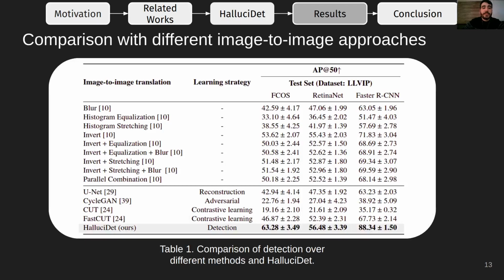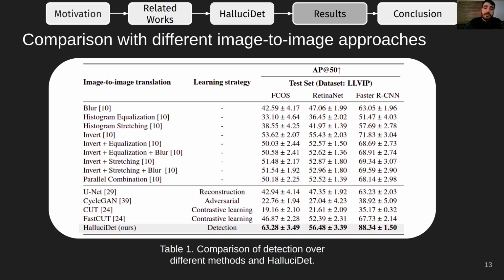We compare our method with different strategies, ranging from non-learning strategies to learning strategies. Some of the non-learning strategies are, for example, histogram equalization, histogram stretching, blur, and inverting the pixels of the image. And some learning strategies are the UNet, CycleGAN, CUT, and FastCUT methods.